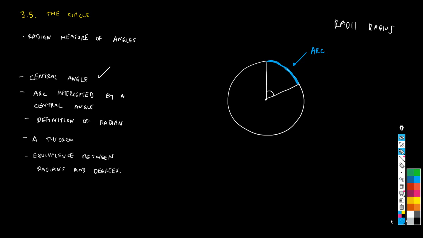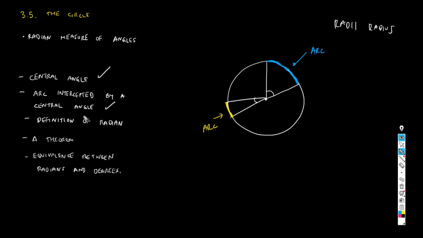Let me draw another central angle, a slimmer central angle. The arc that this central angle intercepts, or cuts, would be this little bit. So this is another arc. So far, pretty simple stuff, right? So we have two things down.